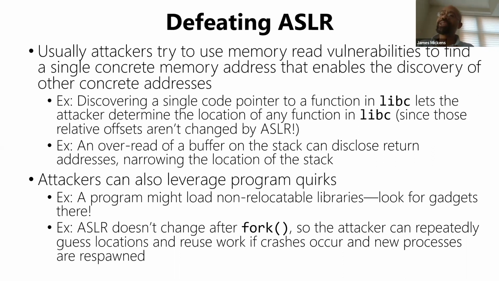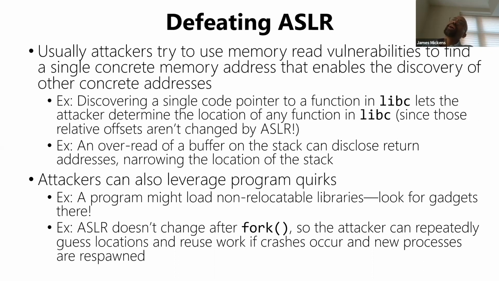Remember the semantics of fork. When you create a new process using fork, the child gets an exact replica of the parent's address space. So what does that mean? That means that the child gets the same address space random offsets that the parent had.